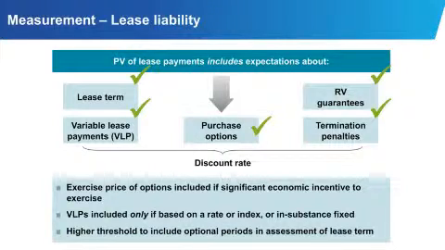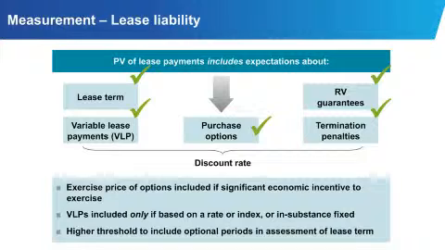So we've seen that all but short-term leases will result in a right-of-use asset and a lease liability being recognised on the balance sheet of the lessee. We should look at how to measure the initial lease liability and the right-of-use asset. The initial lease liability is the present value of the future lease payments. But which payments? It will include expectations about lease terms, the purchase options, residual value guarantees, and termination penalties.